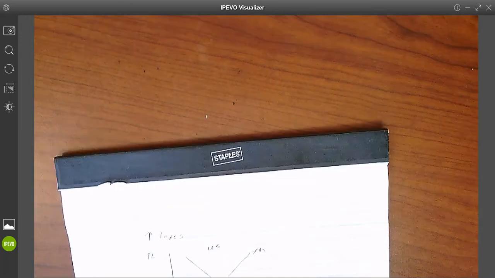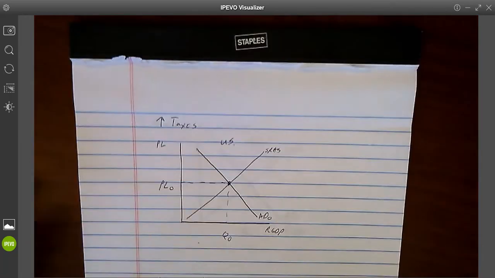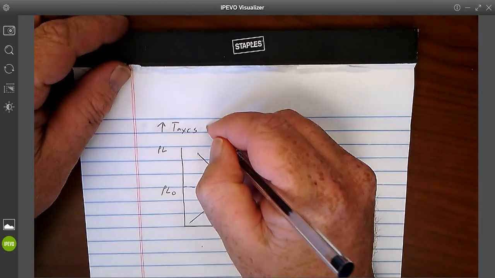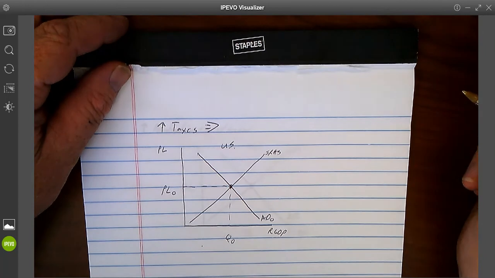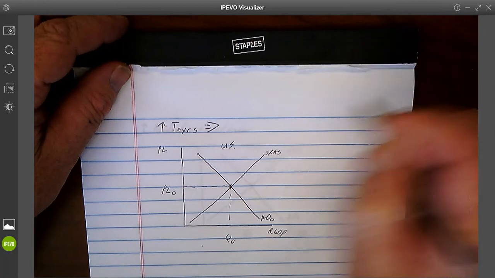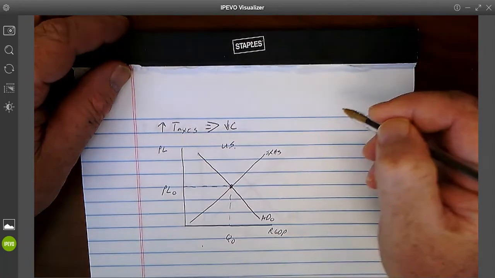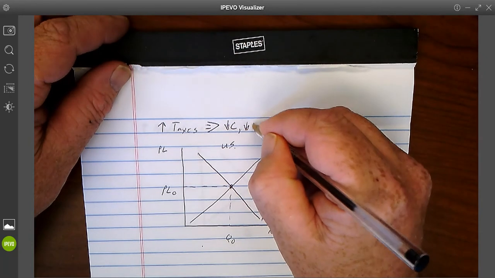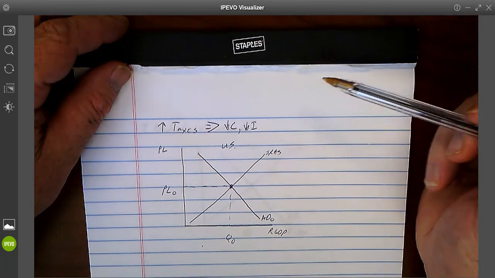Okay, so hopefully you've done this. I'm going to go through this relatively quickly, but let's say there was an increase in taxes. An increase in taxes, if it was, say, an income tax, you'd certainly see a decrease in consumption. If it was a business-based tax, a decrease in investment. But either way, you're going to see probably some of both.